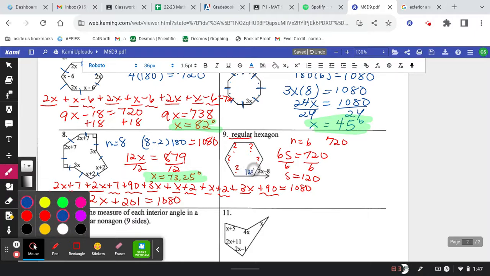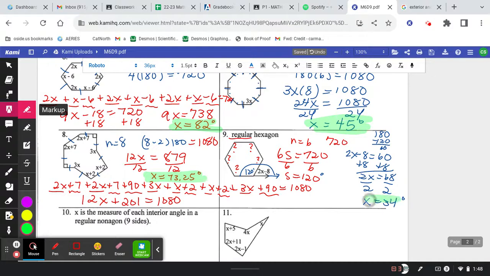So if this is 120 degrees, they want to know what 2x minus 8 would be equal to. So do you know how there's a linear pair for this? Meaning 2x minus 8 would have to be equal to 60 because 180 minus 120 gives us 60. So now we have something to set the 2x minus 8 equal to. We know that has to be 60. So we add 8 to both sides. We get 2x equals 68. We get x equals 34 degrees. Whew, all of that to solve for x.